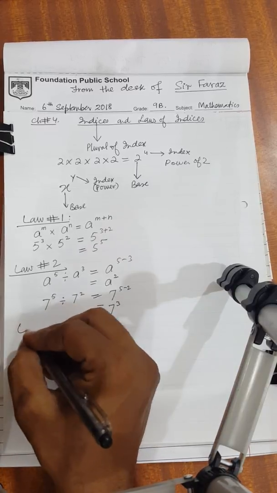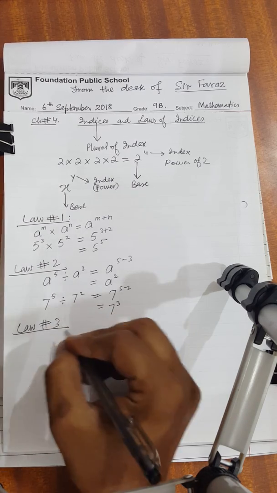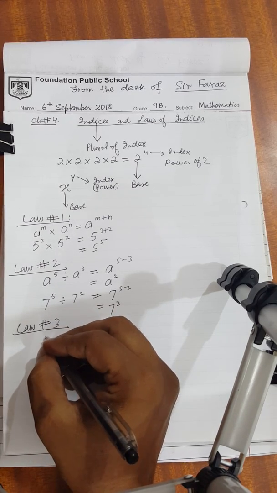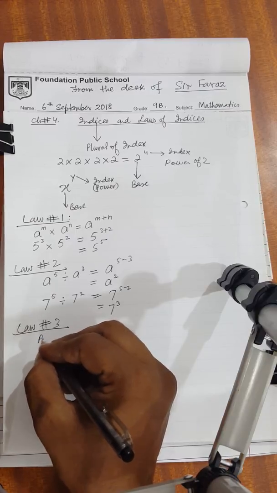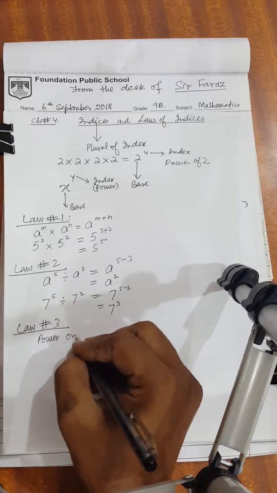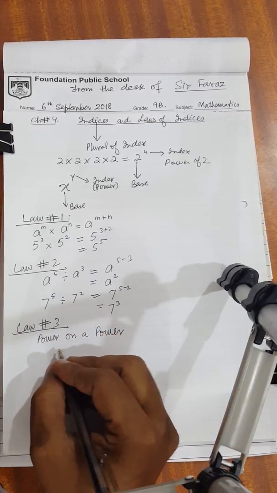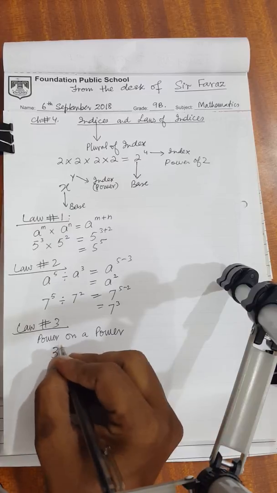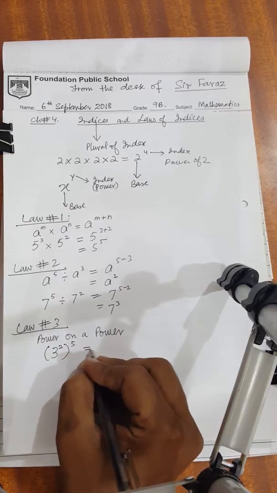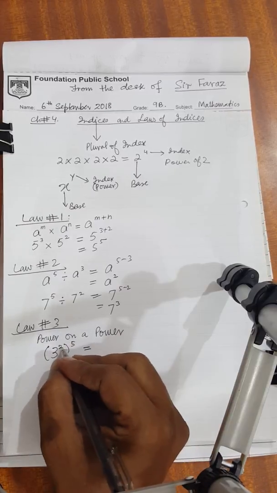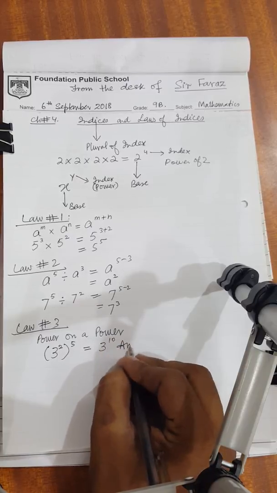Law number 3 is about a power on top of another power. We also call it the power on a power rule. So consider an example: 3 raised to the power 2, whole power 5. What do we do in this case? We multiply the two powers. 5 2s are 10. So your answer is 3 raised to the power 10.